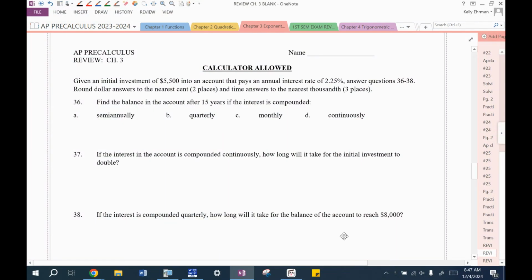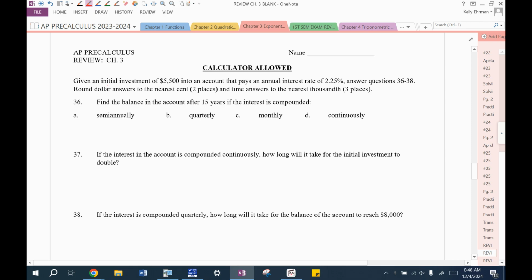All right, this is the calculator part of the review. We could see any of these types of questions on our test tomorrow. However, I won't have one of each because that would make it too long. So make sure you come in and ask during office hours if you're having trouble with any of these.